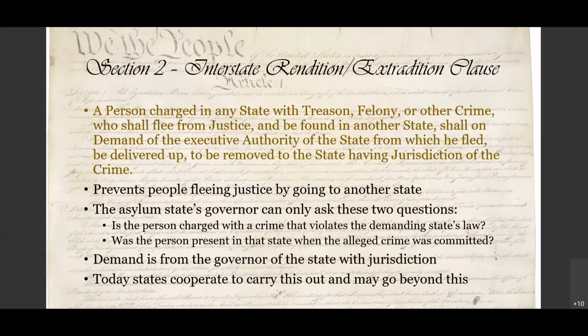So the demand is from the governor of the state with jurisdiction, which generally would be where the crime had been committed. And today states cooperate on this to carry it out. And they may go beyond this, but this is what's required by the Constitution.